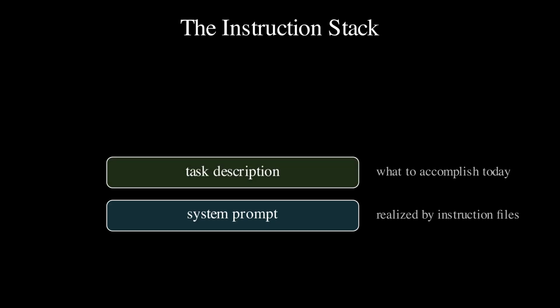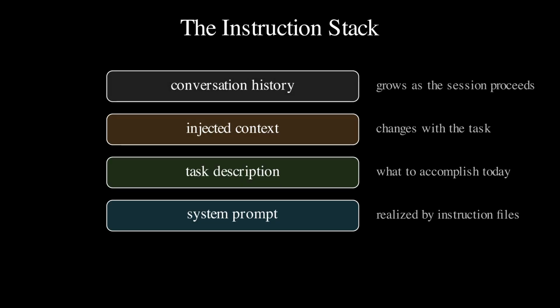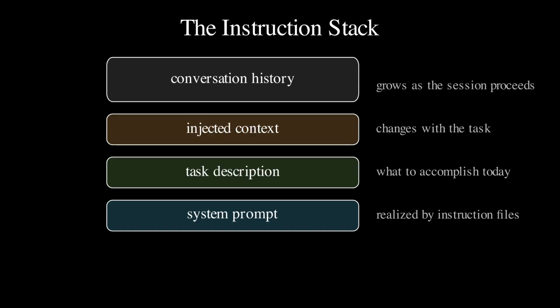Above it, the task description, what to accomplish today. Then injected context, the files, snippets, and results the agent needs for this particular task. This layer changes with the task. And at the top, conversation history, prior observations and actions, growing as the session proceeds, and needing management so it does not fill the window with the irrelevant.